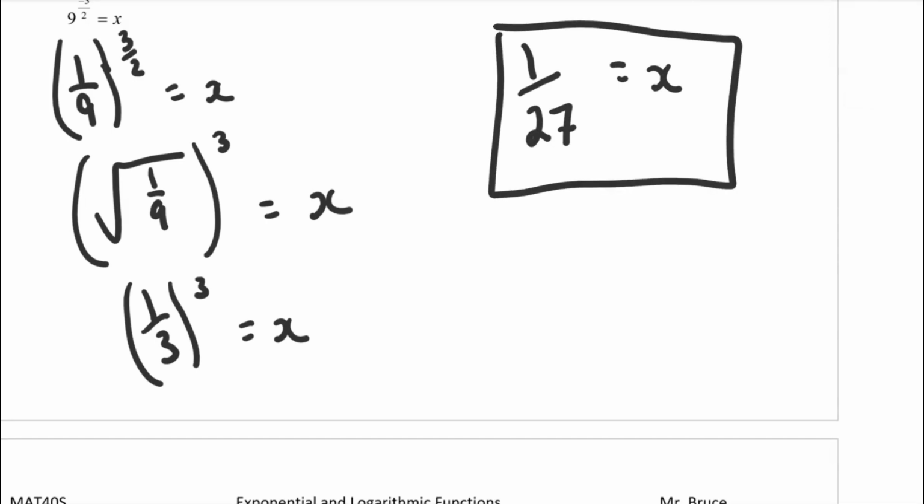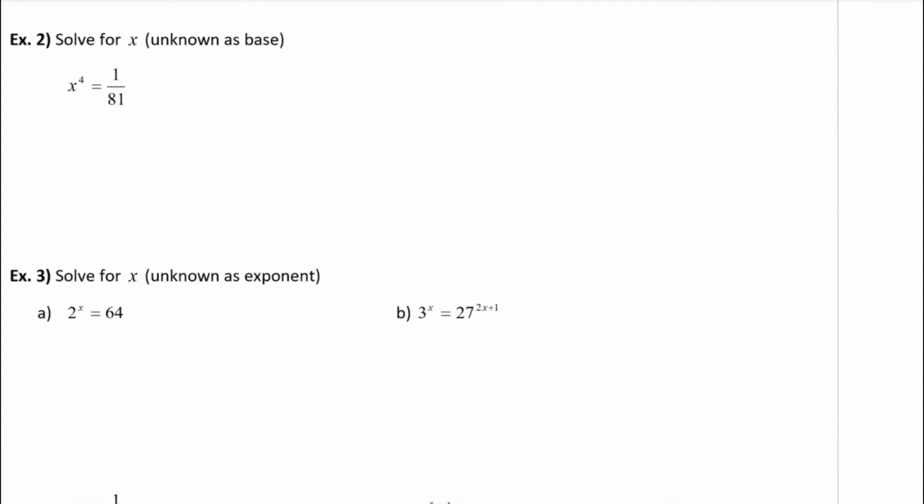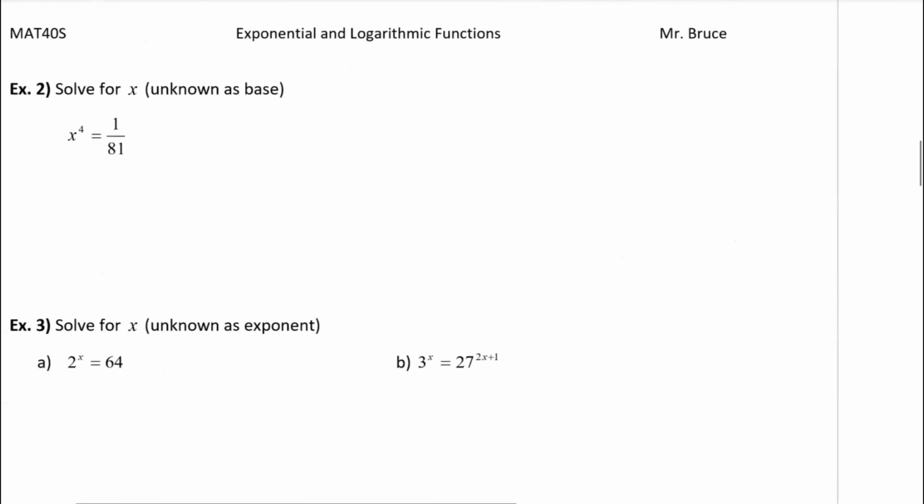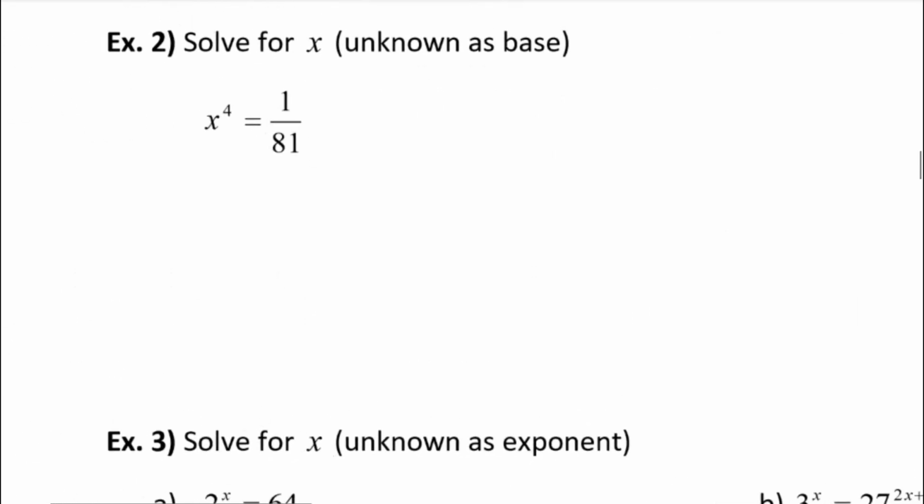That is your final answer. Okay, that's how you use your exponent laws to solve. Solve for the unknown base this time. So before it was an unknown answer, but now we're going to have an unknown base. So it's going to be x to the power of 4 is equal to 1 over 81.